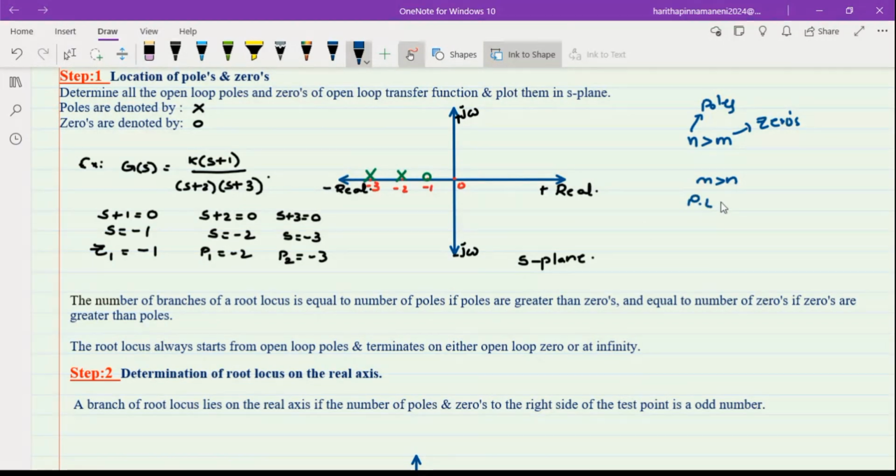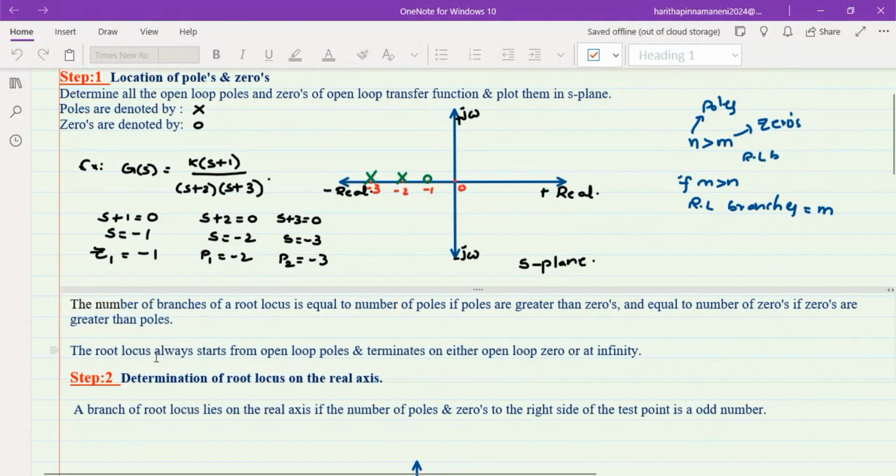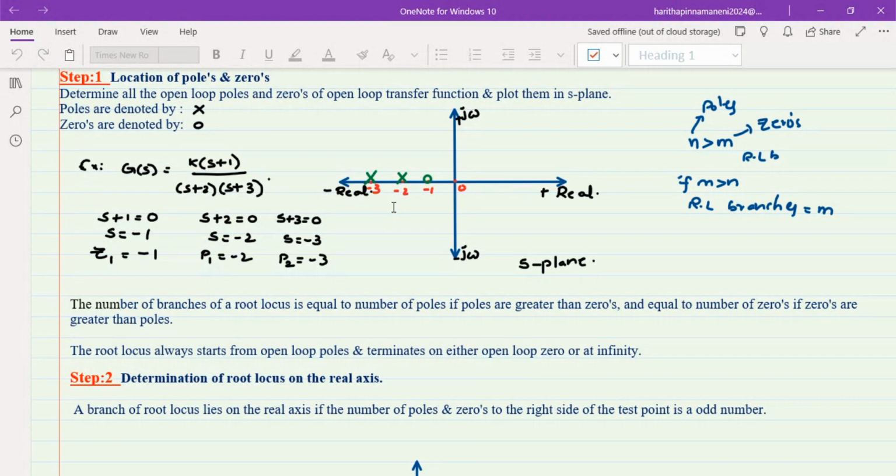So here root locus branches is nothing but m. If n is greater than m, then root locus branches are nothing but n. So which one is higher? Based on that, the number of root locus branches is decided. Root locus branches always start from open loop poles and terminate on open loop zeros. Suppose if zeros are not there in the given transfer function, then they will terminate at infinity.